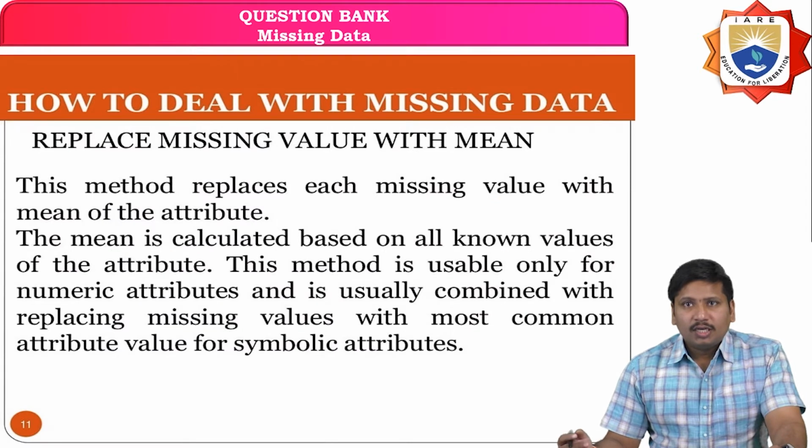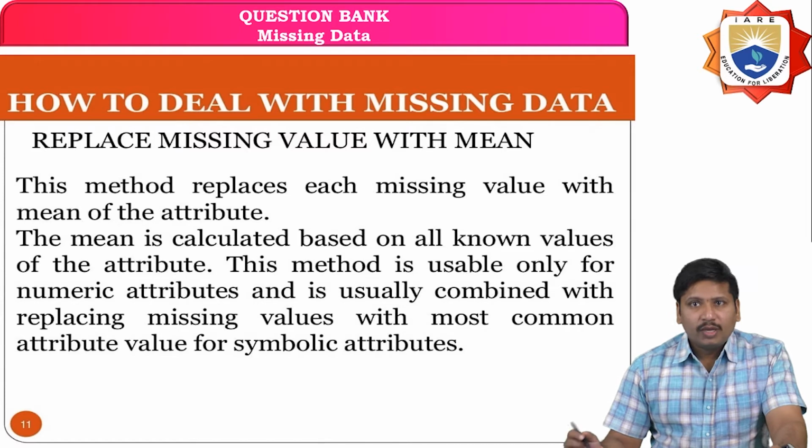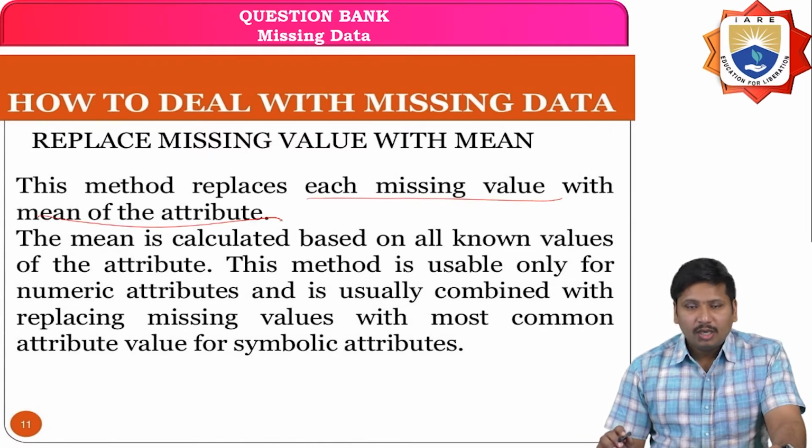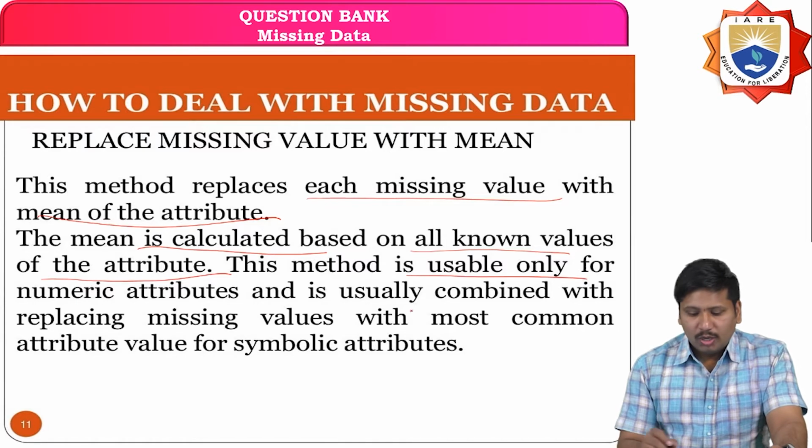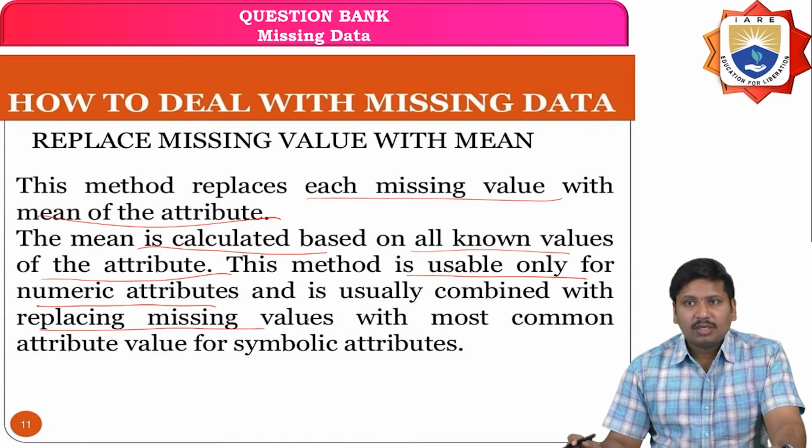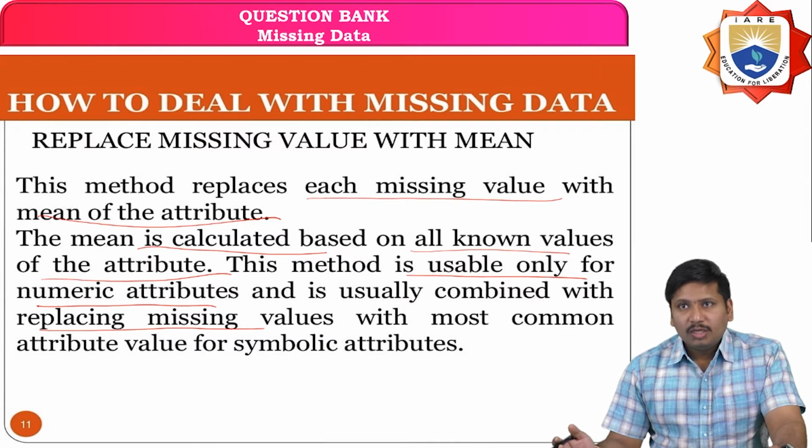And the next one is replacing the missing value with the mean. In this method you replace each missing value with the mean of the attribute, and the mean is calculated based on all known values of the attribute. This method is usually useful for numeric attributes, and is usually combined with replacing the missing values with the most common attribute value for symbolic attributes. So, replacing the missing value with the mean value.